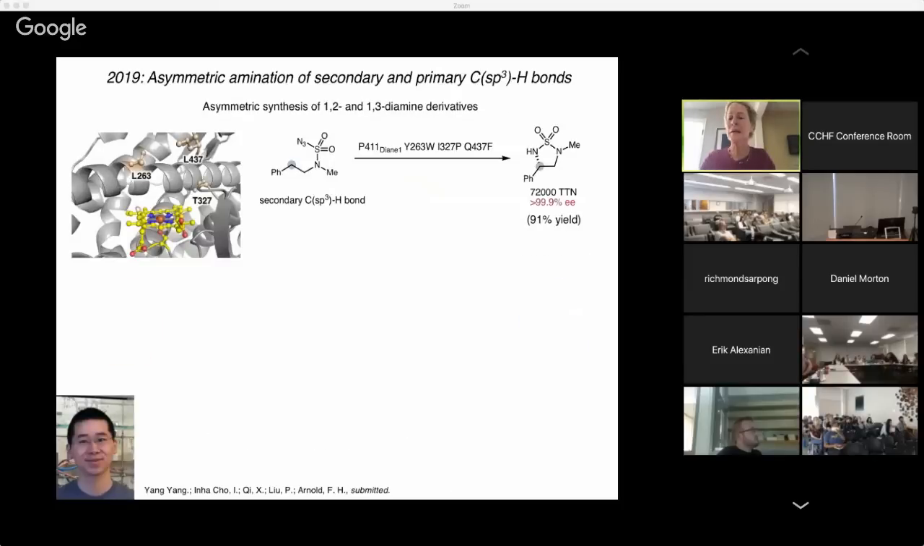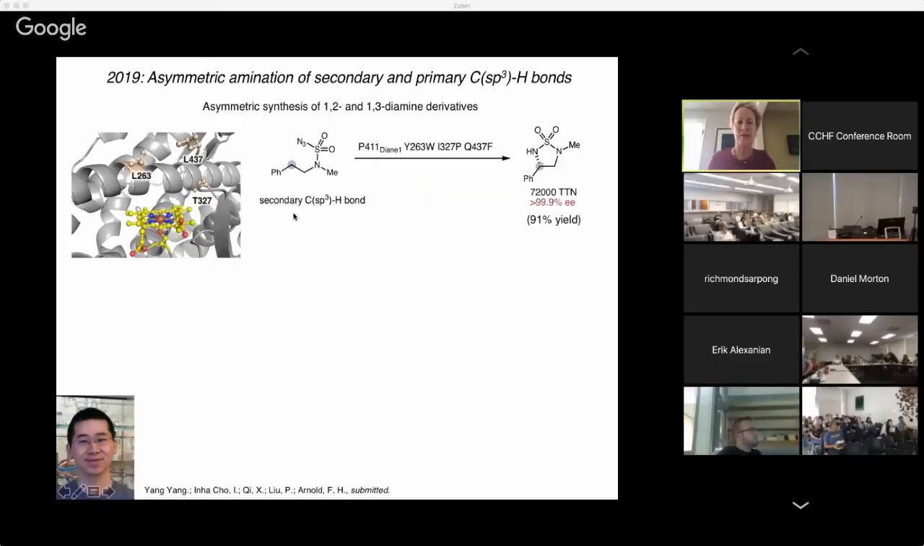So let me end with one last short story that comes from postdoc Yang, who set his sights on one of the most challenging problems in asymmetric amination. And that's a field he knows well from his PhD in the Steve Buchwald lab. And Yang reasoned that he could make chiral diamines in an intramolecular amination reaction controlled by the enzyme.